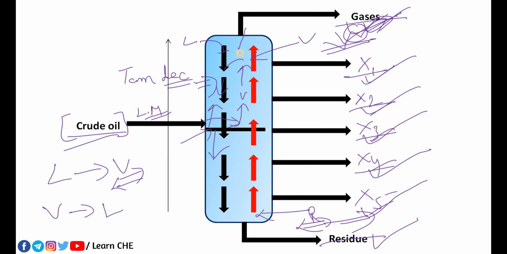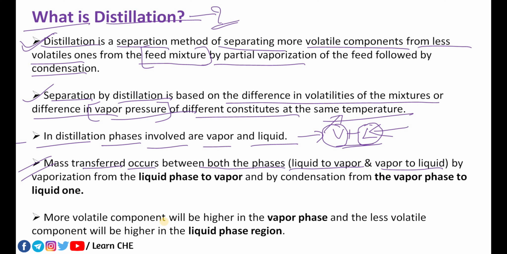How? When our vapor goes out from the top of the distillation column, it goes into the condenser. Okay, in the condenser vapor is converted into liquid with the help of condensation, right? And mass transfer occurs between the phases, liquid to vapor as well as vapor to liquid. So this is very important while understanding distillation. If you know that, in the upcoming videos and topics of distillation you can understand easily.